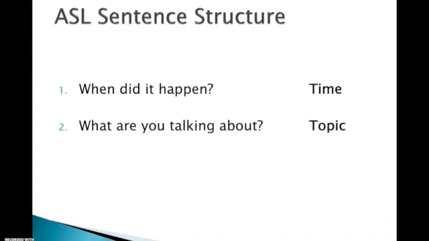Then we move on to the topic. What are we talking about? What is this sentence about? That may be the same as the subject in an English sentence, and it may not be. It might be the object, it might be the verb, it might be something else, but what is the main point of our sentence? And then we finish off with a comment. Why do we care? Why did you bring that particular topic up? And then you're going to comment on that topic. And that time, topic, comment is the basic sentence structure in ASL.